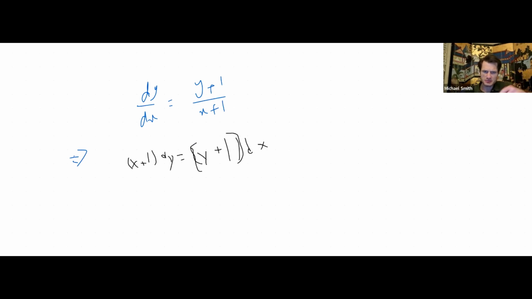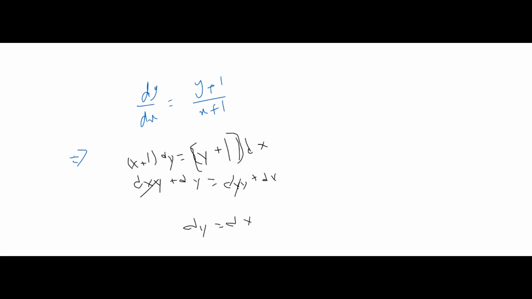And now I have to do this. dxy plus dy equals dxy plus dx. These are gone. So then it would be dy equals dx, I think. Let's see, dx. So x plus 1 dy.